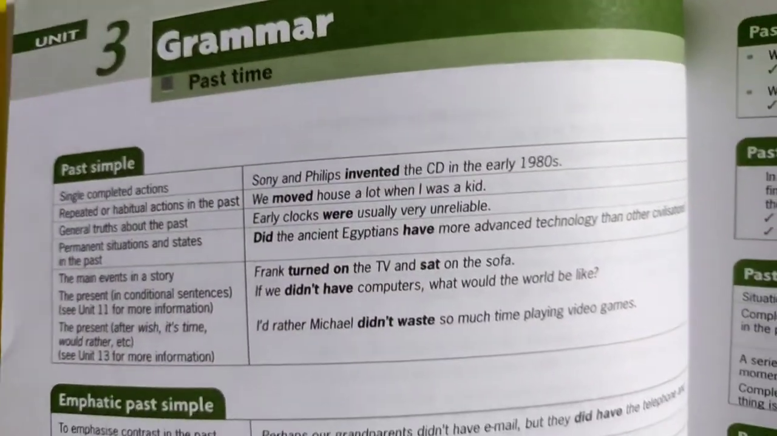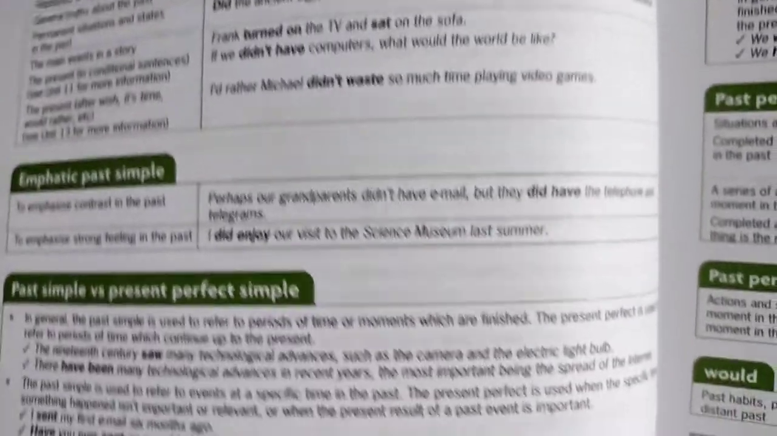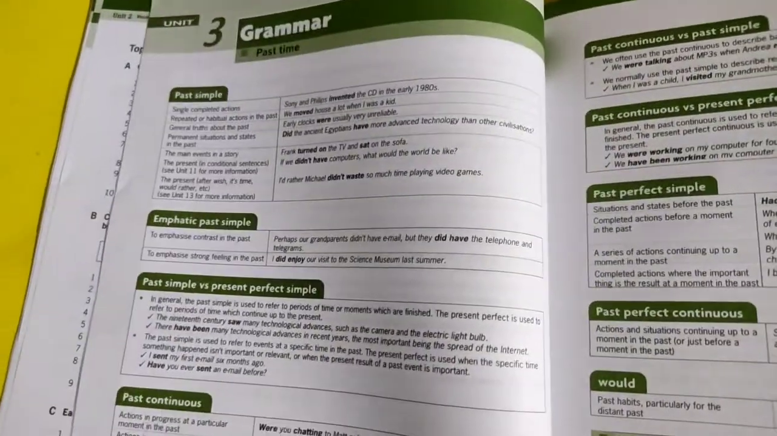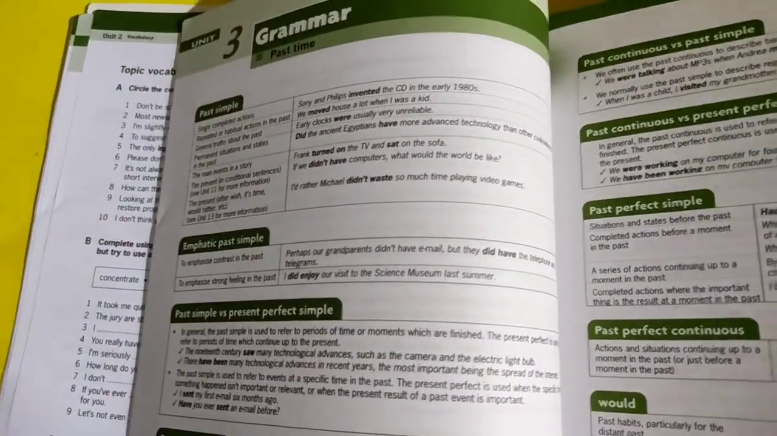Again, number 3, grammar: past time. This is for past time, like the past simple tense we learn in grammar books.